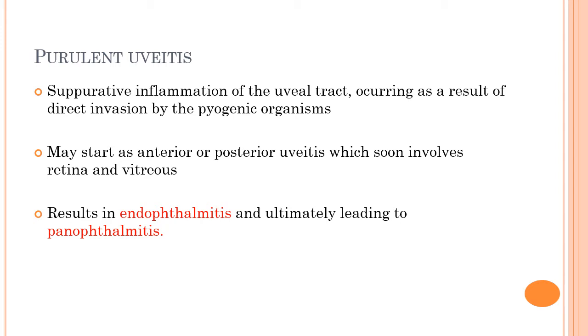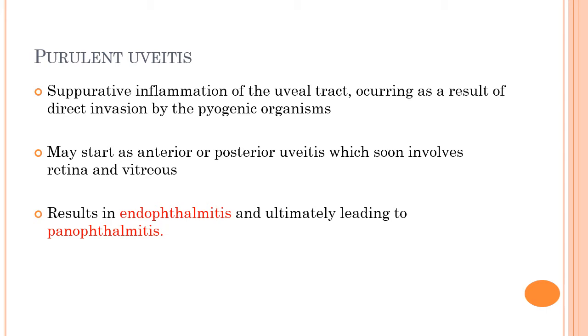Then coming to purulent uveitis, where there is a suppurative inflammation of the uveal tract. The purulence is mainly because of invasion by pyogenic organisms. It may start in the anterior part, or in the posterior part, or in both. There can be spillover: it starts in the posterior and spreads to the anterior side, or it may start in the anterior side and extend to the posterior side. So purulent uveitis may land up in endophthalmitis or panophthalmitis.